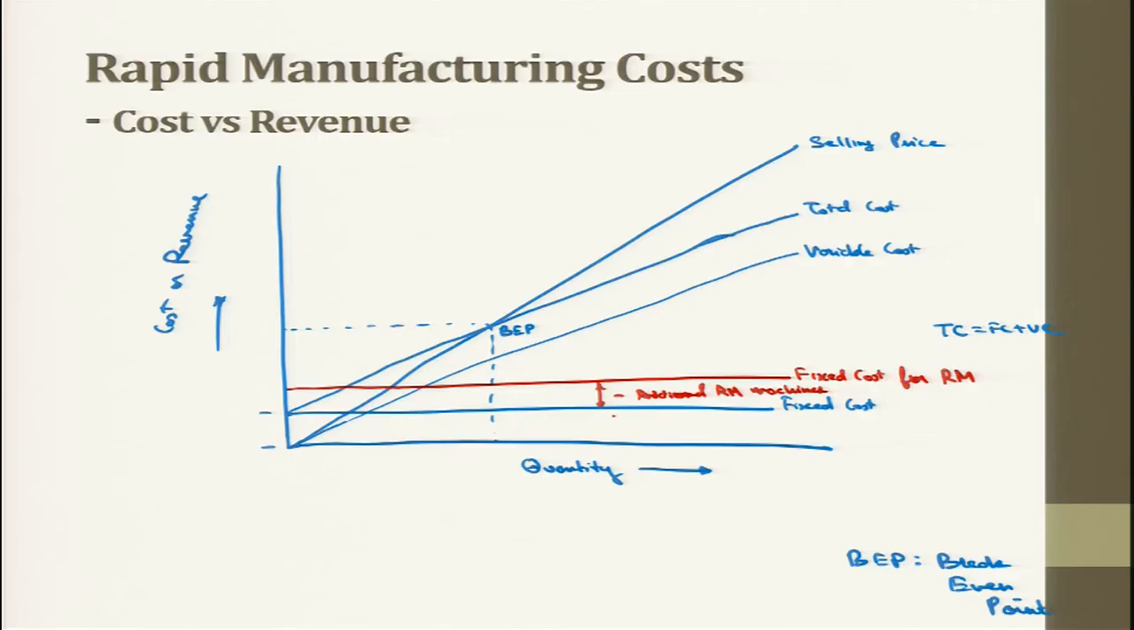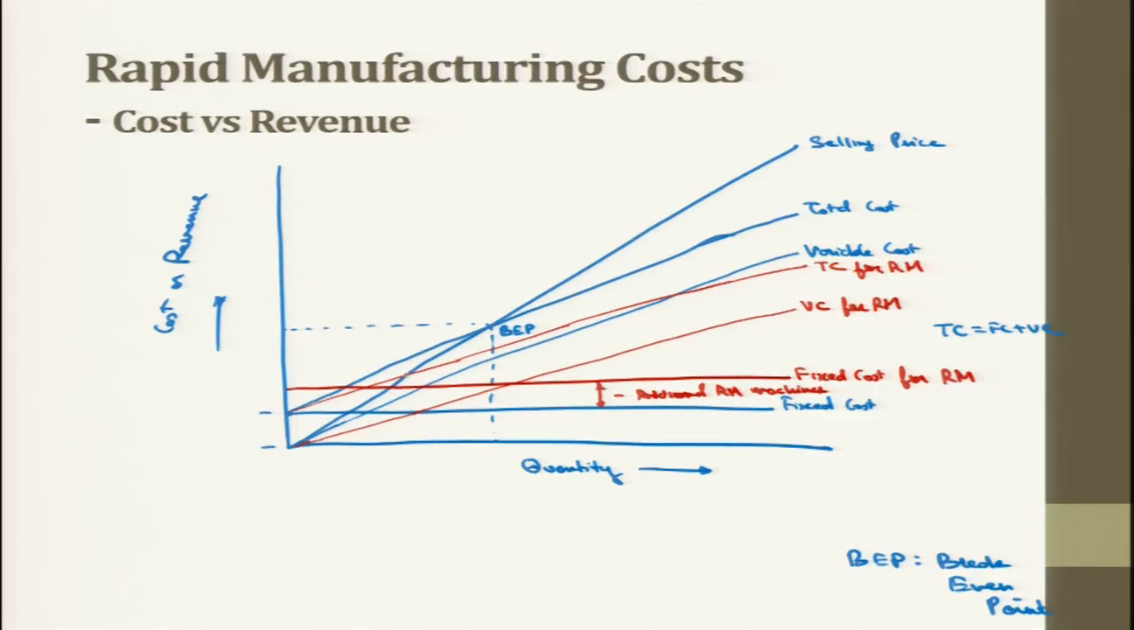Okay. But in this case, this is the fixed cost, but the variable cost would be lower. Variable cost would start from here, because now we are talking about additive manufacturing. Variable cost would be a little lower. This is variable cost for rapid manufacturing. If I add this to the total cost, it will be something like this. This is the total cost for rapid manufacturing.